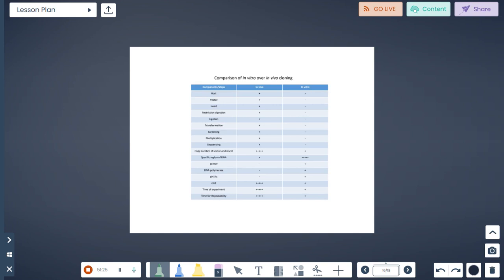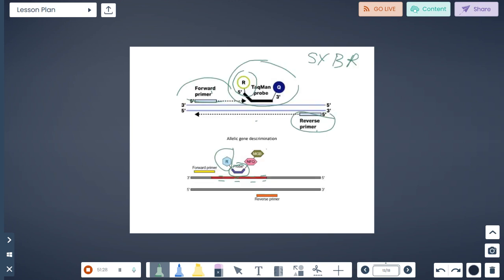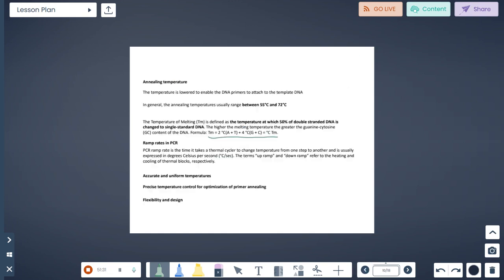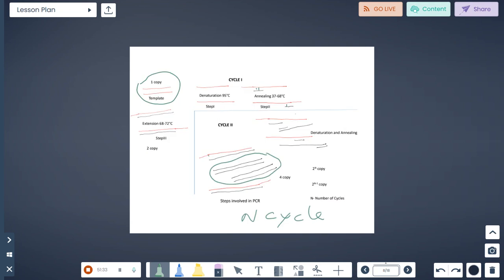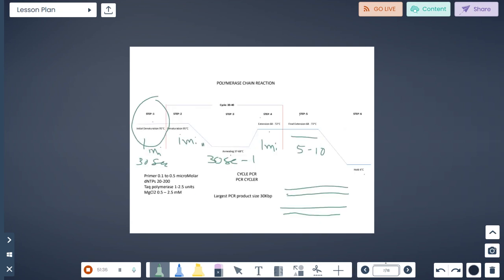And one more thing which I forgot to tell you before, when you are setting up a PCR reaction, the primer concentration you have to maintain is 0.1 to 0.5 micromolar. dNTPs you have to maintain at 20 to 200 micromolar. Taq polymerase 1 to 2.5 units. MgCl2 0.5 to 2.5 millimolar. And normally for a PCR you have to maintain 40 cycles. And so far, practically we have achieved the largest PCR product of around 30 kilobase pairs.